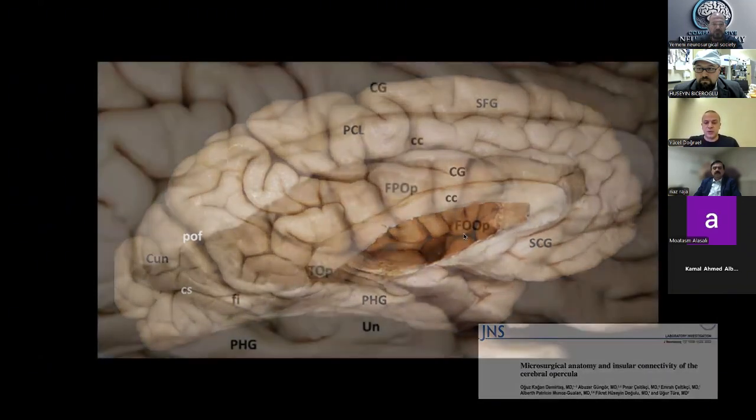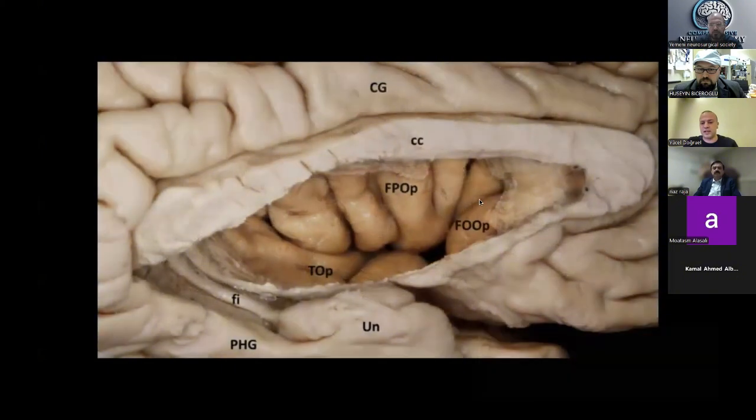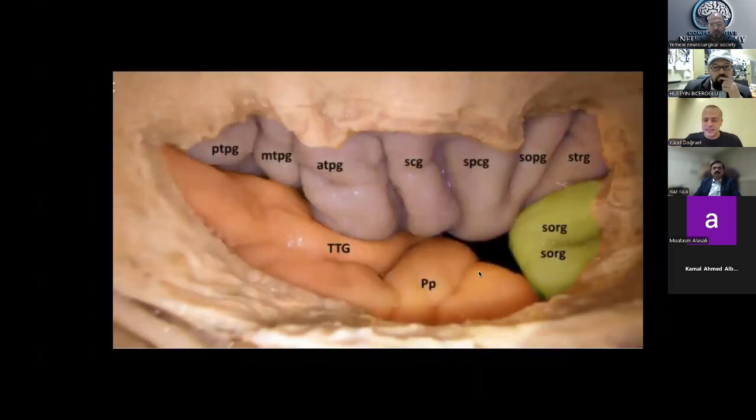In a closer picture, we can see here the frontoparietal opercula, frontoorbital opercula, and temporal opercula. When we specify these gyri, here is the Sylvian fissure, the surface, and we are on the deep side, looking from the same window. These are the suborbital gyri, subtriangular gyri, subopercular, subprecentral, and subcentral gyri. And these are the parietal lobe gyri, the posterior, middle, and anterior transverse parietal gyri. Here are the transverse temporal gyrus and planum polare.